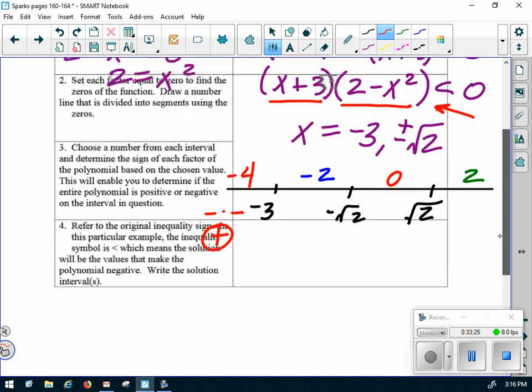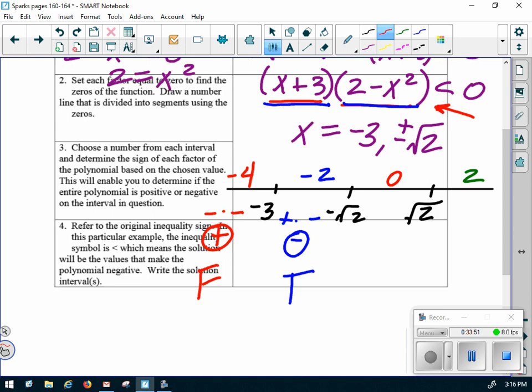-2. Positive. Negative. Positive times negative. Is that section of the graph going to answer my question true or false? True? I need to put a false in here.